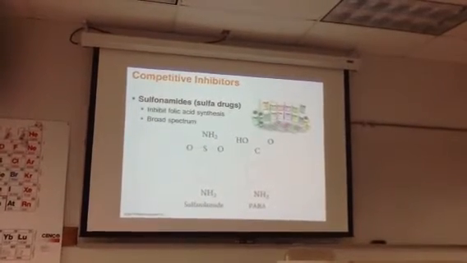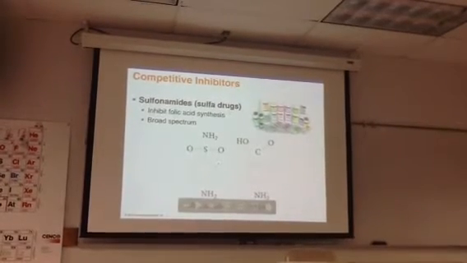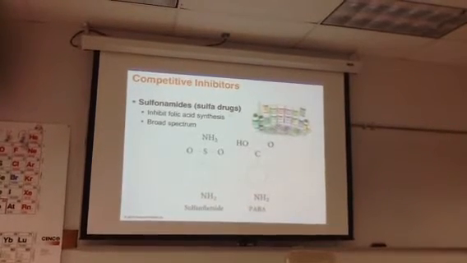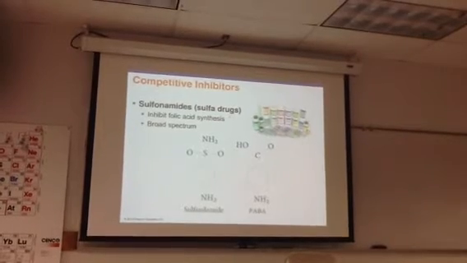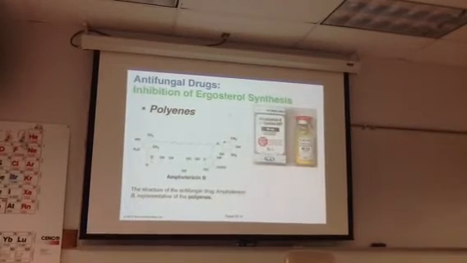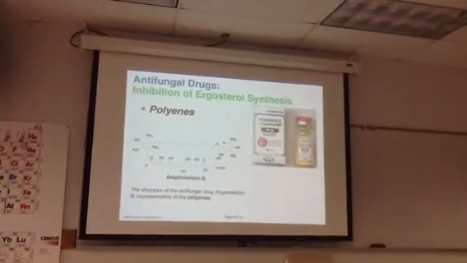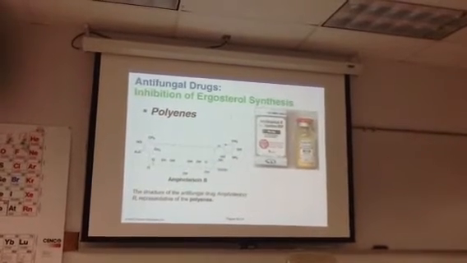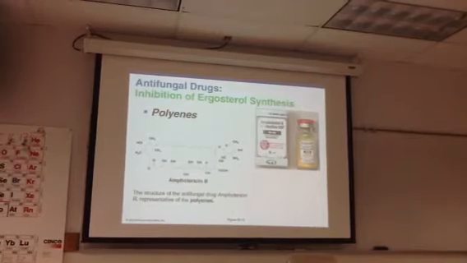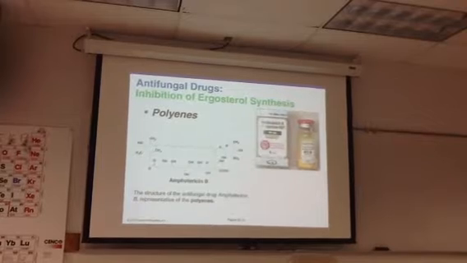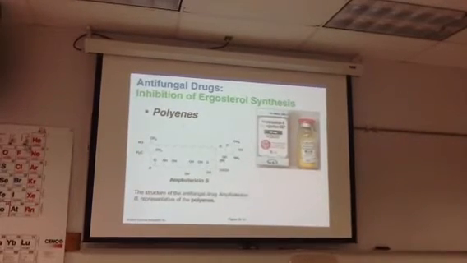Competitive inhibition. You have the actual substrate, and then you have something that looks like a substrate. It's called an analog. So if the analog sits in the active site, then that's going to interfere with whatever the function was supposed to be. To stop your fungi, you inhibit ergosterols.